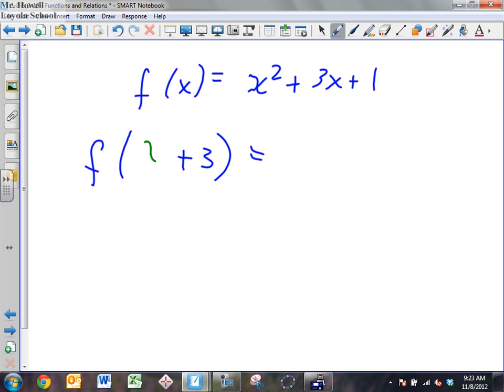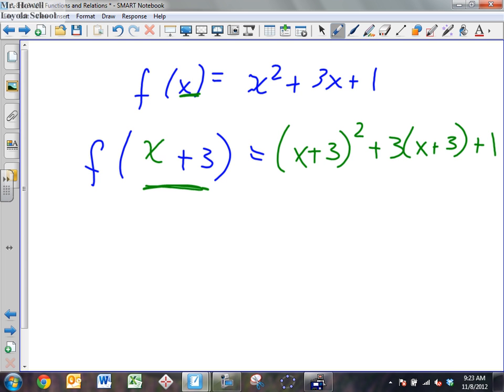Katarina? Yeah, this x plus 3 replaced this x, didn't it? So wherever you see x here, put x plus 3 now. Okay? And then, what would you do to make it look nice? Good. Or simplify. (x plus 3) squared plus 3(x plus 3) plus 1.